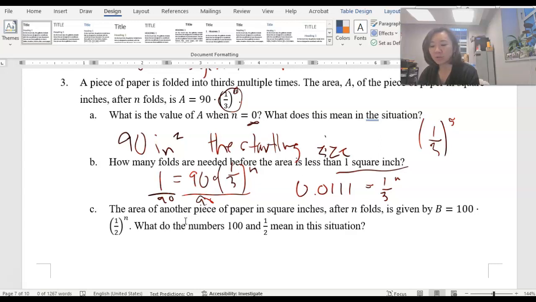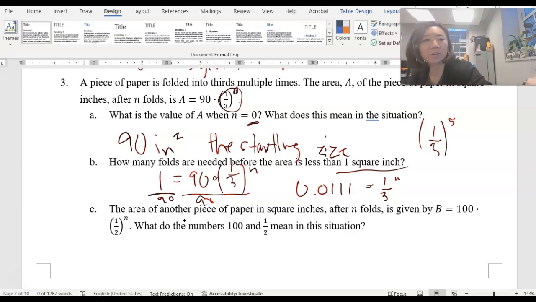It gives me 0.0004. So that means if we do 1 divided by 3 to the 6th power, we get 0.00137. So it's going to take, just double check, 2 divided by 3. That's actually 2. It's going to be somewhere between the 4th and 5th fold.